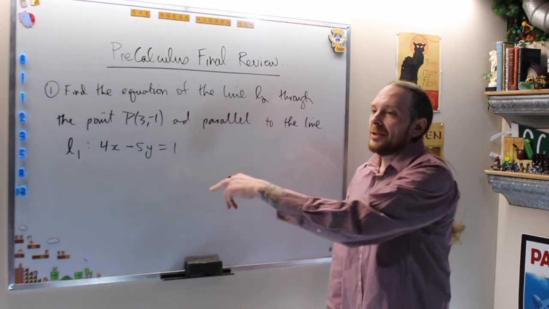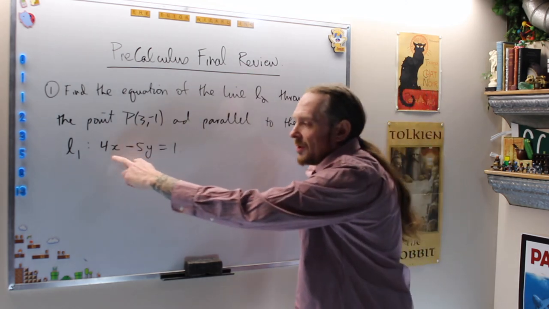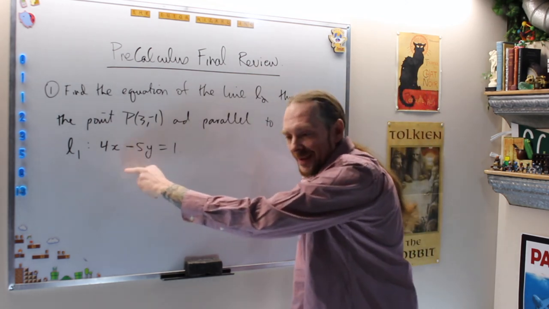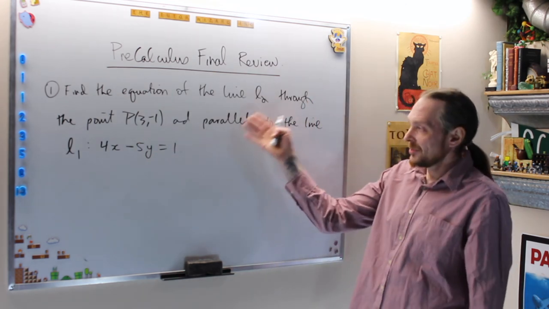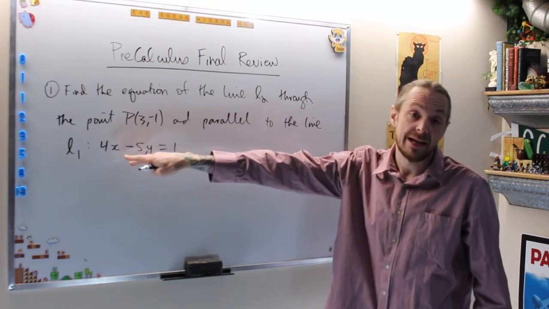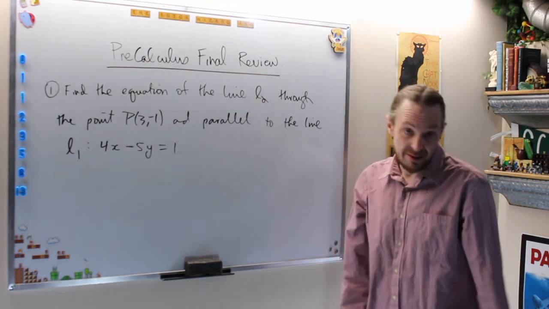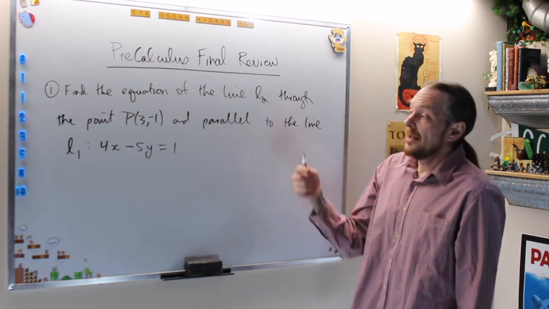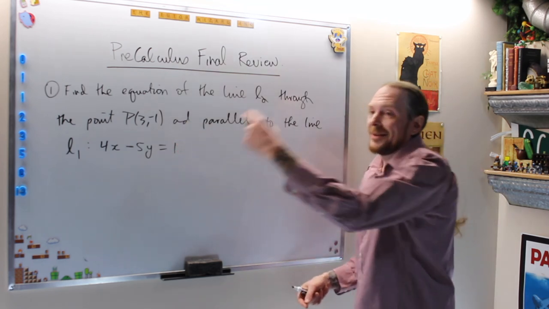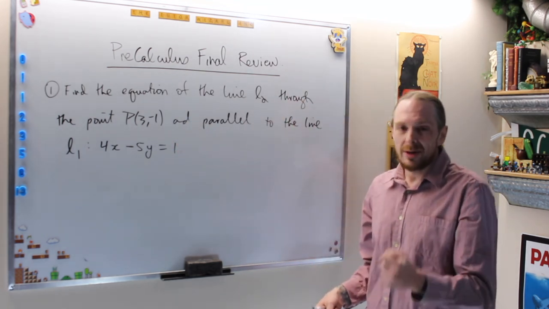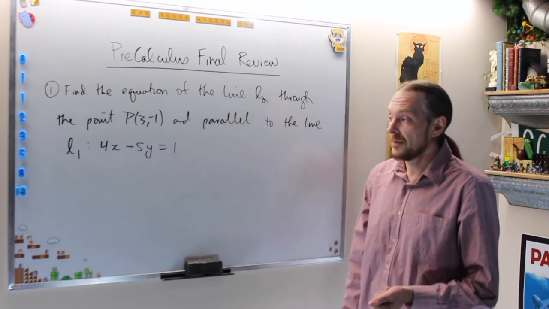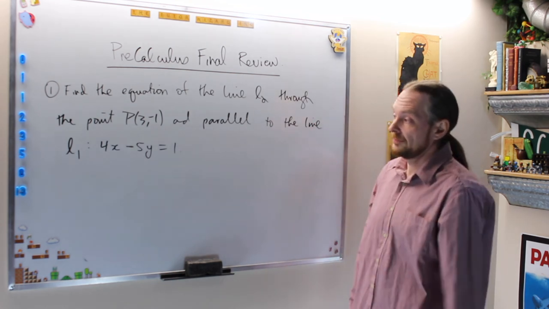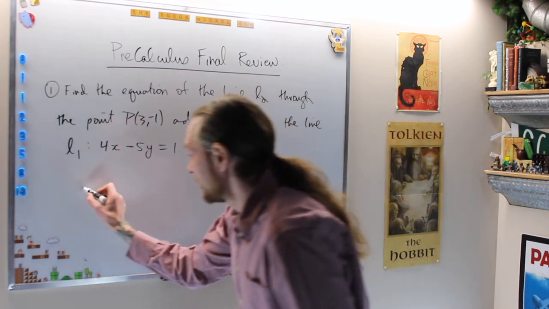Therefore, we're going to determine the slope of the line they gave us. Then we're going to look at the conditions on whether our line is parallel or perpendicular to this line, and then we can find the slope using a theorem. Then we're going to use the point and the slope in the point-slope form of the line to build our equation of the line L2. Solution.